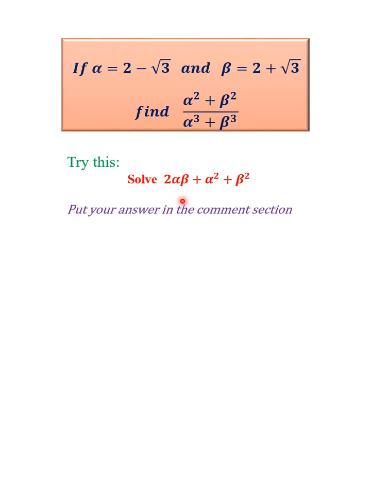So this is what you're given. Try this. Solve 2 alpha beta plus alpha squared plus beta squared, given this same expression, given that alpha is this and beta is this.